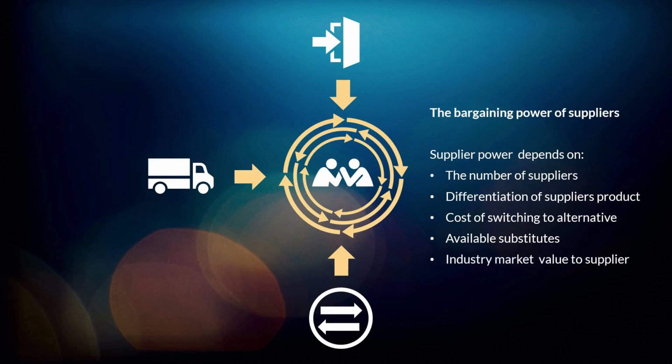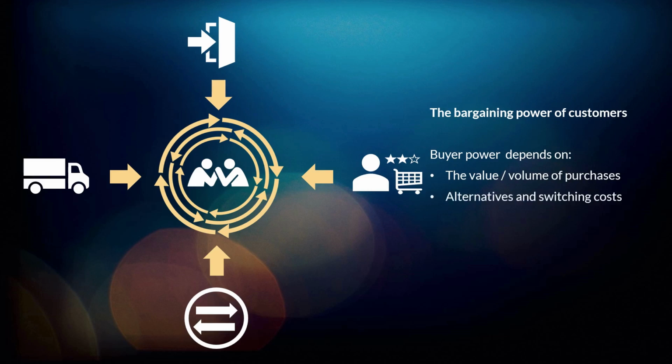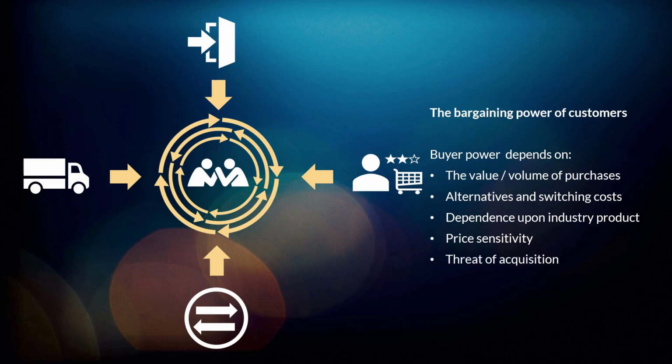In a similar way, the bargaining power of customers can affect the competitive dynamics at play. Customers with high power can negotiate lower prices or force increased service levels and product quality, which will normally increase our costs and reduce profitability. Buyer power is high when the value or volume of their purchases from the industry is relatively high. They're able to switch to a competitor's product quickly and easily, or they're not dependent upon the product being purchased. Buyer power is also increased if they're price sensitive, for example, if the industry product represents a high proportion of their own costs. Power is also increased if the buyer can integrate backwards and acquire their own source of supply.